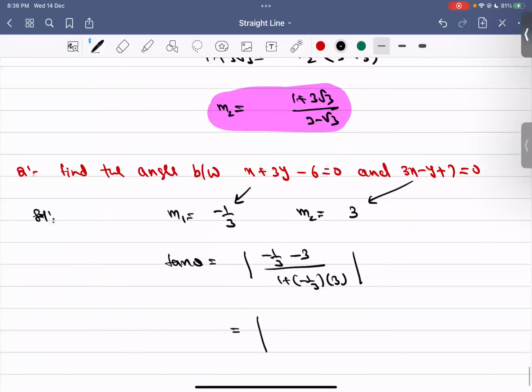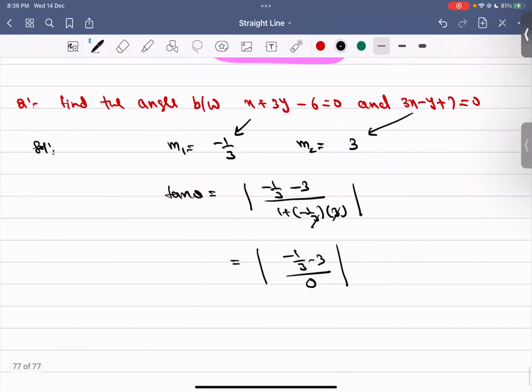So this is equal to minus 1 by 3 minus 3 by, here the 1 and the 1 cancel, you will have 0. Therefore something by 0 is what? Undefined. Yes or no? Undefined means theta is equal to what? Pi by 2. Tan 90 is undefined. Therefore theta is equal to pi by 2, meaning the angle between the two lines is 90 degrees. Therefore the two lines are perpendicular.